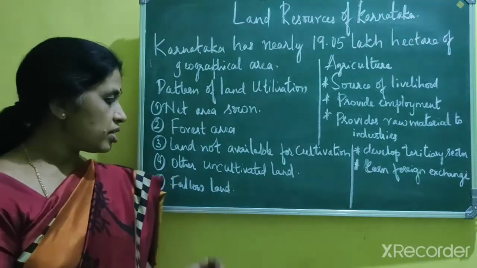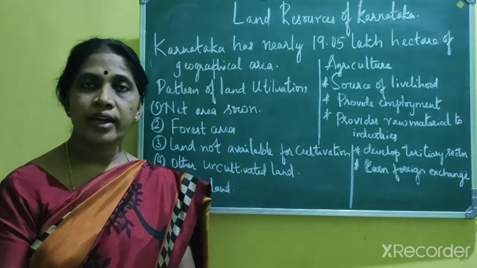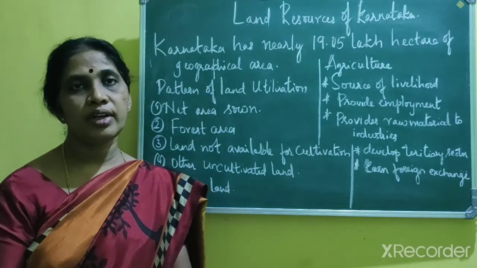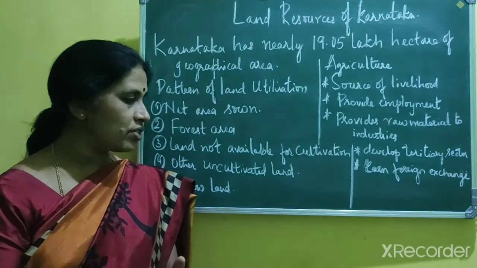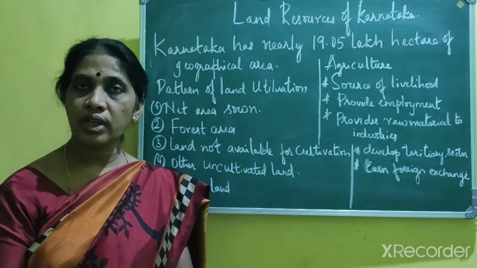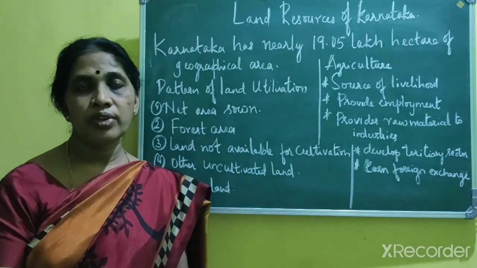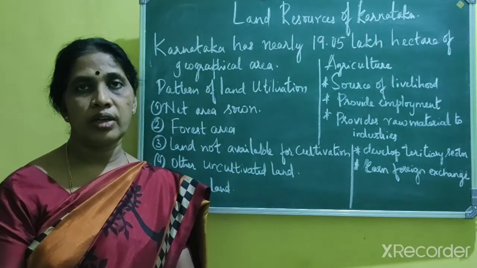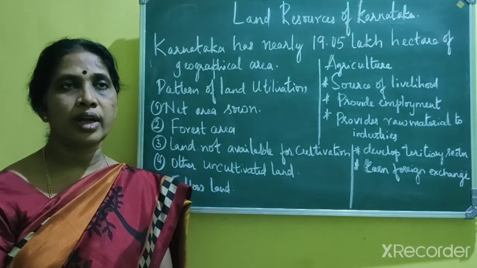Next category is fallow land. So what is fallow land? The land which has not been cultivated for more than 2 or 3 years. So the land which has not been used for cultivation for more than 2 or 3 years is called fallow land. That means land without any crops growing on it, for a season or temporarily, is called fallow land.